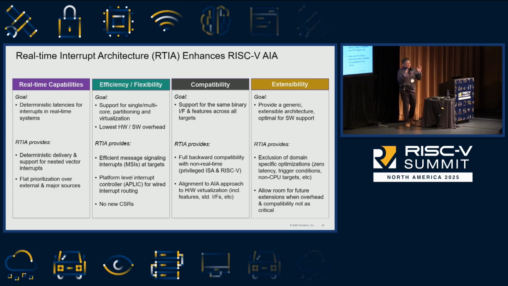So to summarize the areas where we believe what we're providing around the real-time interrupt architecture enhances the existing AIA, there are four areas where we believe it's important to have this capability. One, again, we've talked about is the real-time capability, being able to extend the existing AIA to better support real-time capabilities, to be both efficient and flexible.